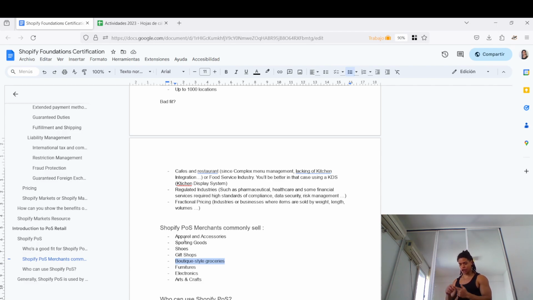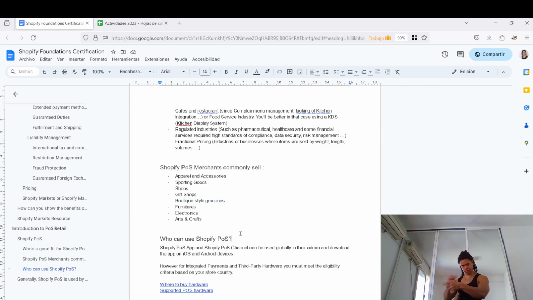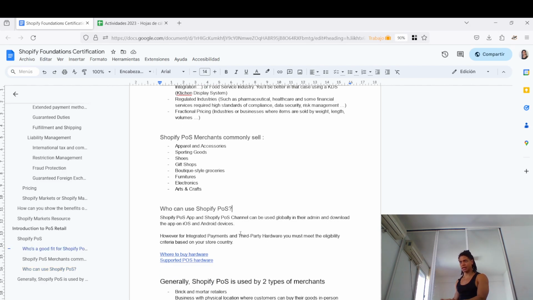So apparel, sporting goods, boutique style groceries, shoes, electronics, furniture, art and craft is a couple examples of what merchants usually sell using Shopify POS. Again, in person, but supported with the online back office.